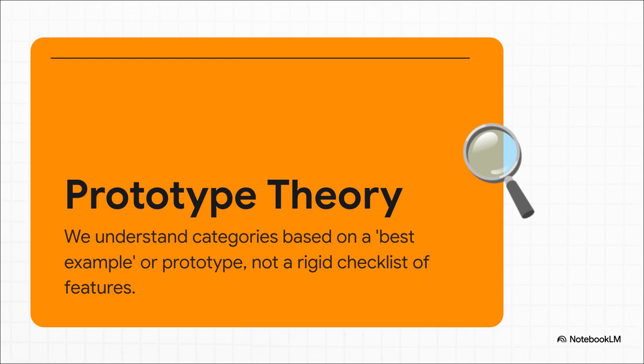This idea suggests that we understand a category not based on a strict checklist, but based on a best example, a prototype. So when I say the word bird, your brain probably jumps to something like a sparrow or a robin, not a penguin or an ostrich. The sparrow is a much better prototype. And this is a really important idea because it feels a lot closer to how our minds actually organize the world, around a central example.